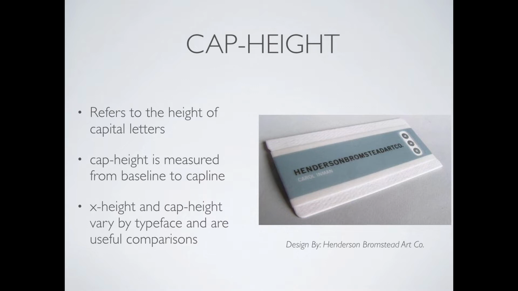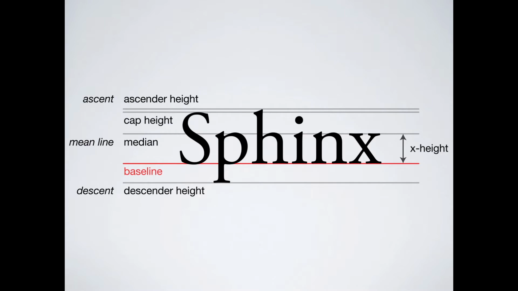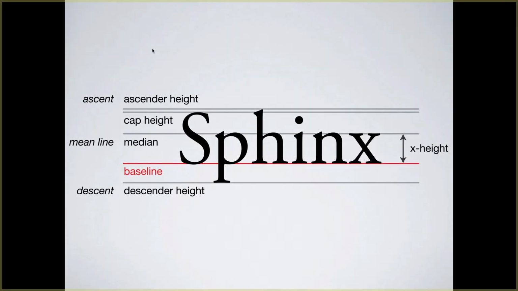If you want to combine 2 different typefaces, 2 different fonts, you need to make sure that their x height and cap heights match for them to go together. We'll talk about that a little bit later on. So let's look here at the example. This helps a lot to kind of see it.